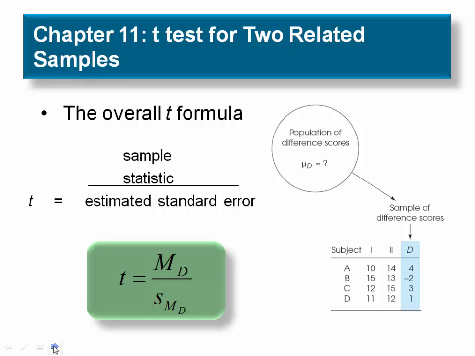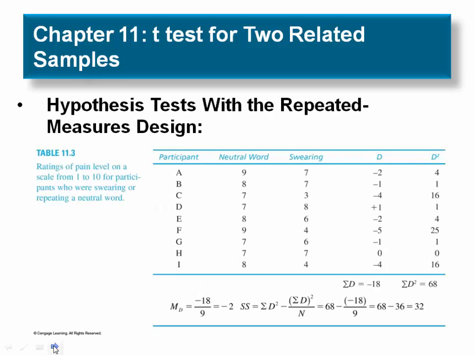In this formula, the estimated standard error, or S M D, is computed in exactly the same way as it is computed for the single sample t-test. To calculate the estimated standard error, the first step is to compute the variance, or standard deviation, for the sample of D scores. The estimated standard error is then computed using the sample variance, or sample standard deviation, and the sample size, or N.